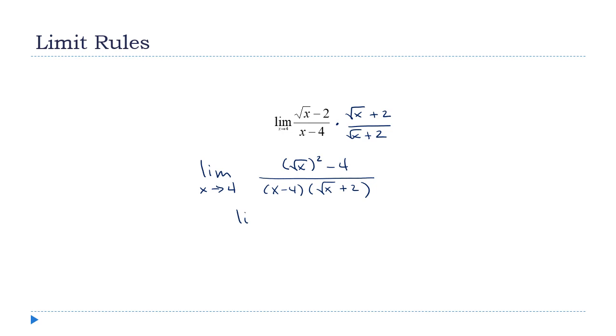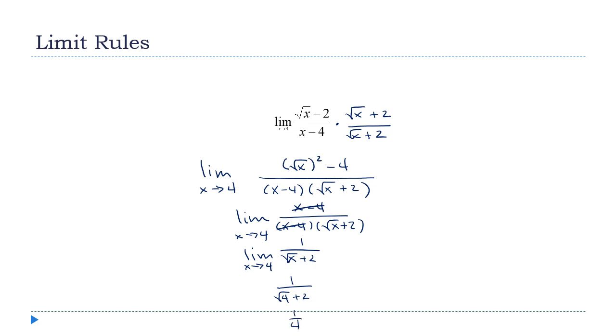Okay, so this is the limit as x approaches 4 of (x minus 4) over (x minus 4) times (the square root of x plus 2). And look, it happened again. The x minus 4's cancel. All that's left is the limit, right? We're going to keep writing this every time. 1 over the square root of x plus 2. Now I can just put 4 in, right? This is 1 over the square root of 4 plus 2, which is 1/4. And that's it. There's my answer, right? We're done.